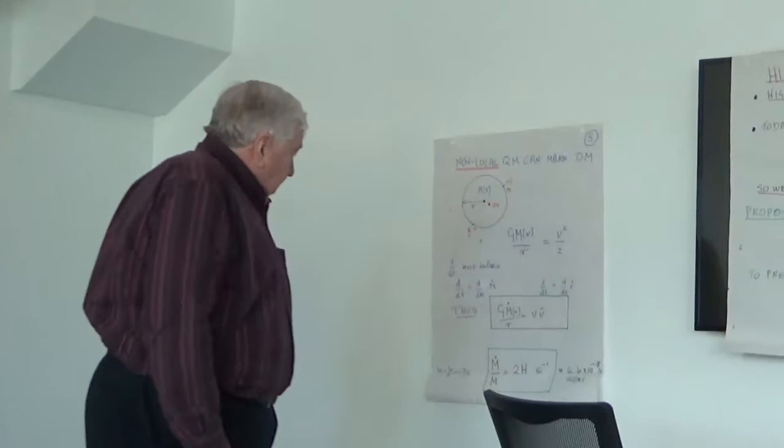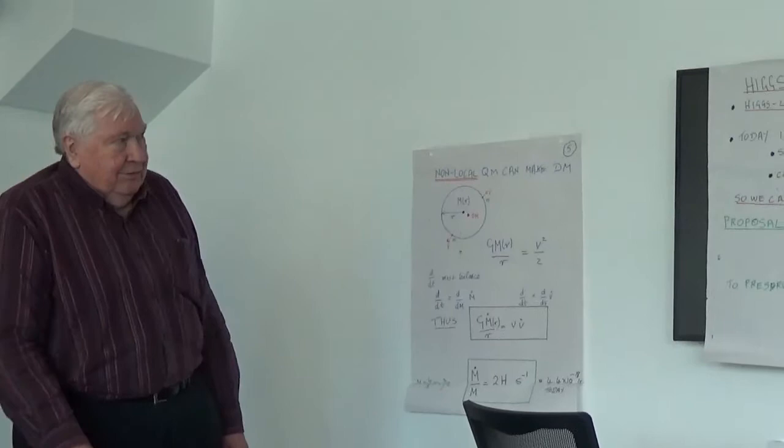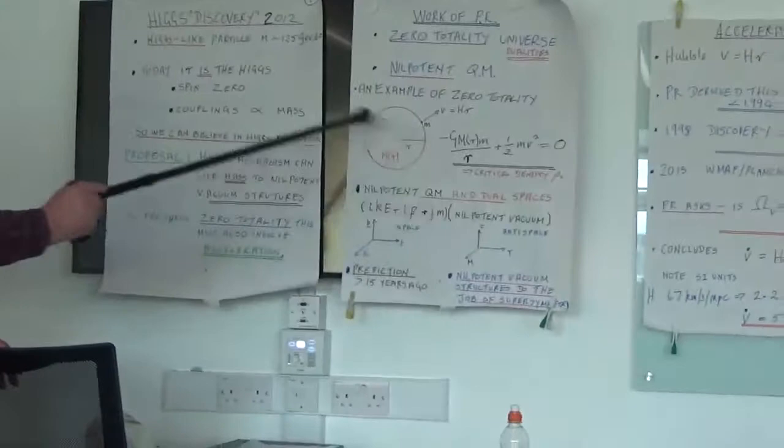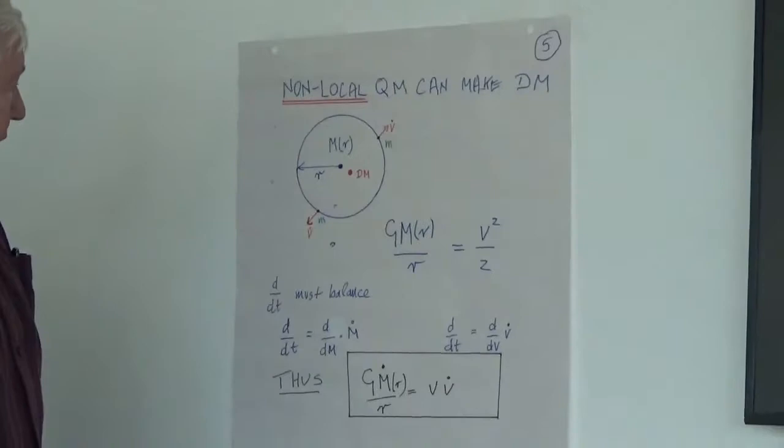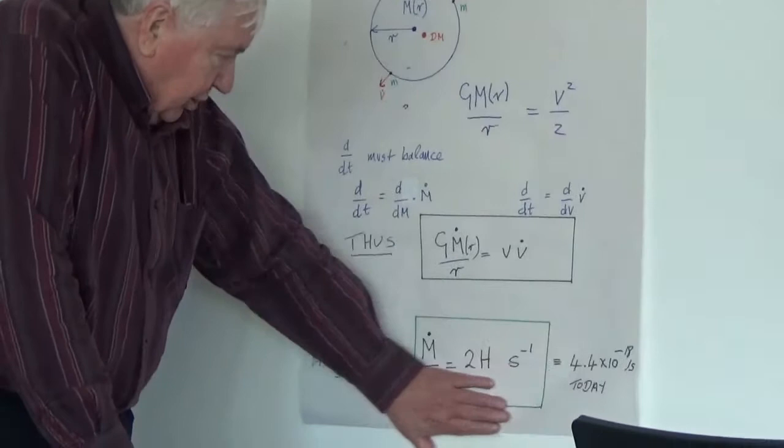So, essentially, that's the crazy idea: that we can give mass to these nilpotent structures that Peter's postulated, which actually solve the problem of supersymmetry, which then leads on. If we actually believe there could be a non-local quantum process, it gives you this prediction for the fractional rate of change of the dark matter with time.